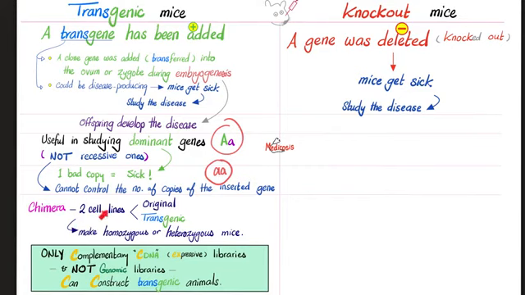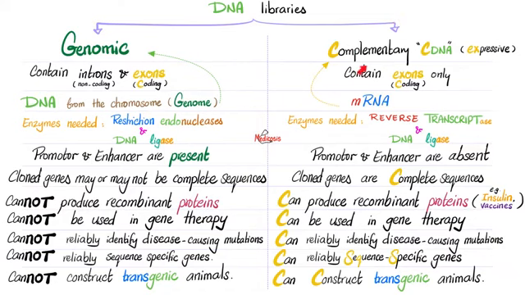So when we have multiple cell lines, we call this a chimera. One cell line could be the original, the other could be transgenic. And then we can make homozygous or heterozygous mice. And then we can study them. Please remember, which DNA library can be used to construct transgenic mice? Only the complementary or cDNA or expression DNA libraries. Remember, only the complementary can construct transgenic mice, not the genomic, because the genomic has introns.